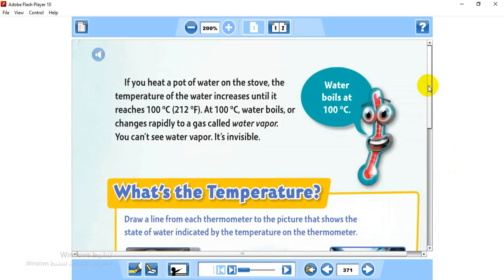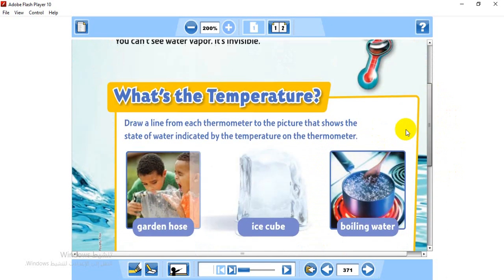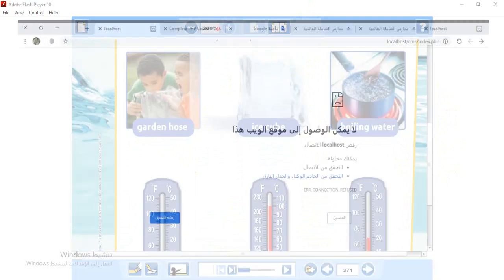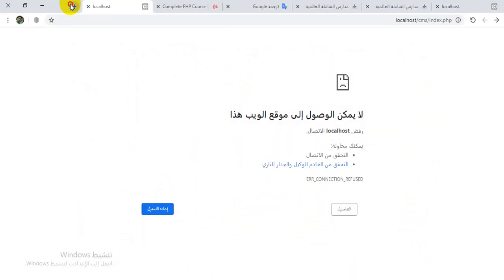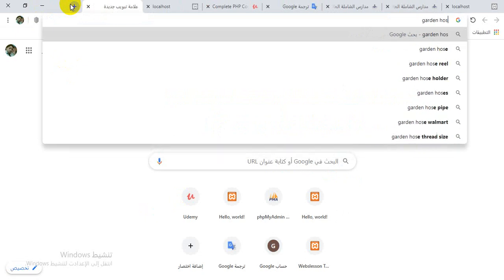Okay, here it's only matching between the temperatures and the images. Okay guys, the garden hose. Example of what? If you don't know what a garden hose means, guys, I will try to find it here in order to understand the garden hose.